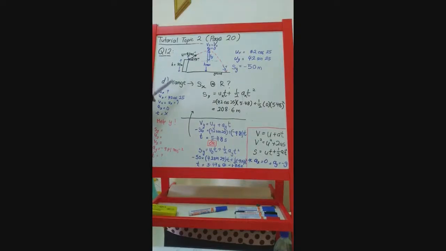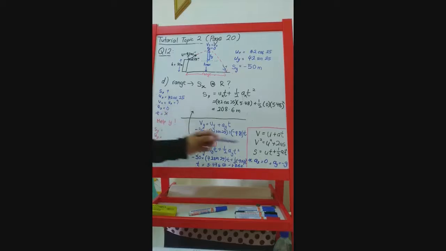Range simply means horizontal distance. So you should know automatically that you need to find X, or you can also label it R. I'm going to label it X so that you can differentiate between X and Y. Write down SUVAT. As you need to find, Ux has the value 42 cos 25. Vx will always equal Ux. Ax is equal to 0. You don't have any information regarding that.